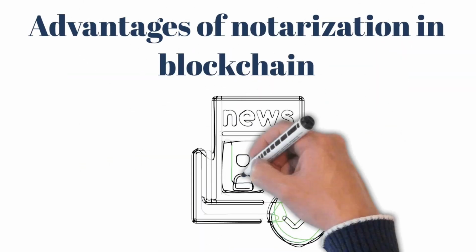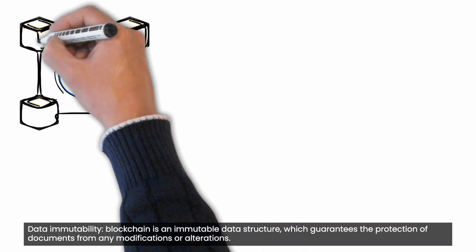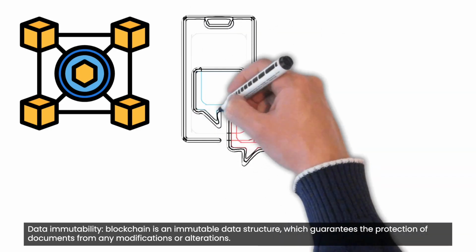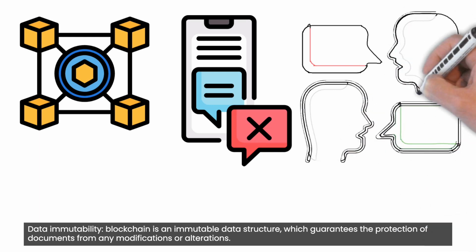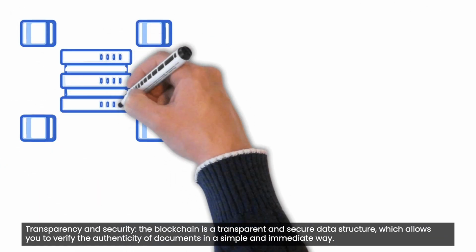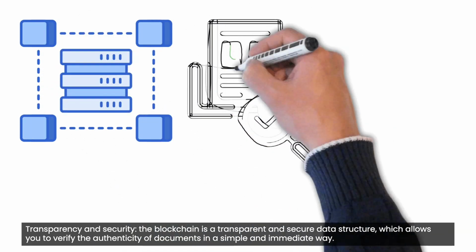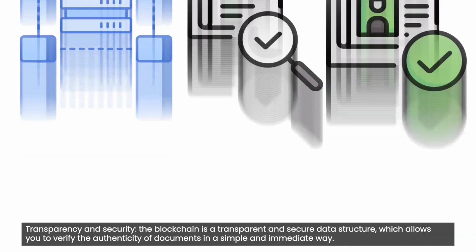Advantages of blockchain notarization. Blockchain notarization has several advantages over traditional notarization, including immutability of data. Blockchain is an immutable data structure that guarantees protection of documents from potential changes or alterations. Transparency and security. Blockchain is a transparent and secure data structure that allows you to verify the authenticity of documents in a simple and immediate way.